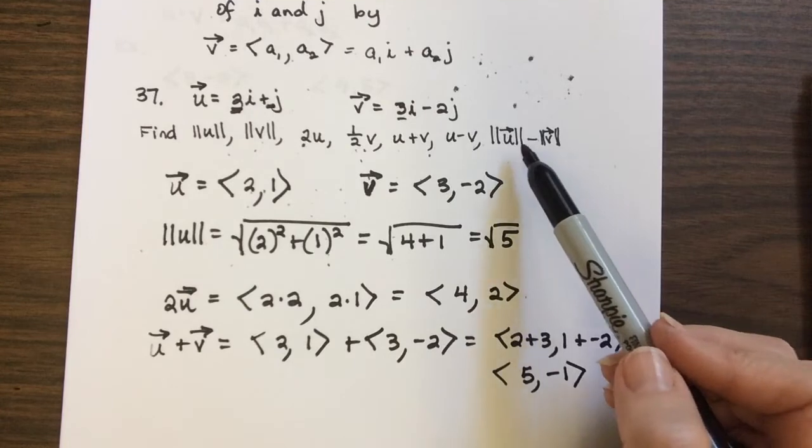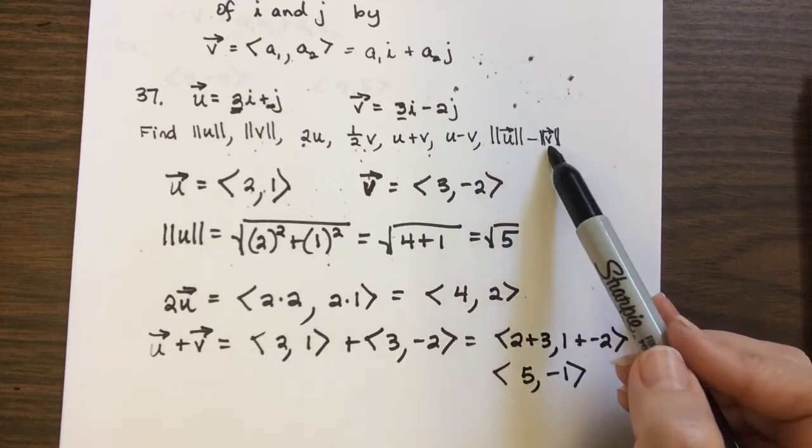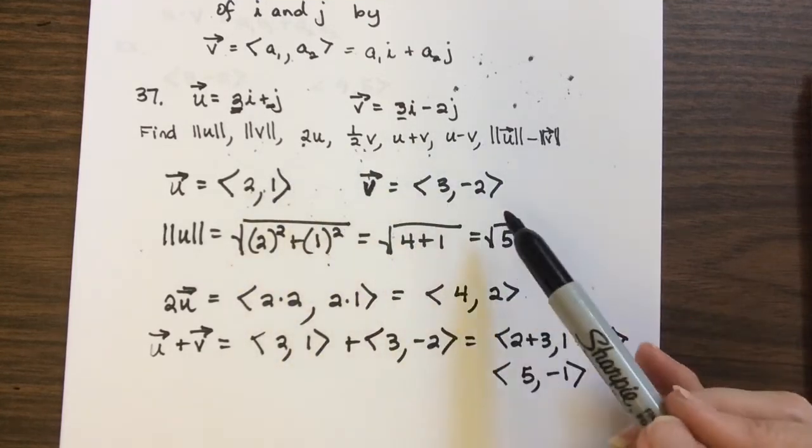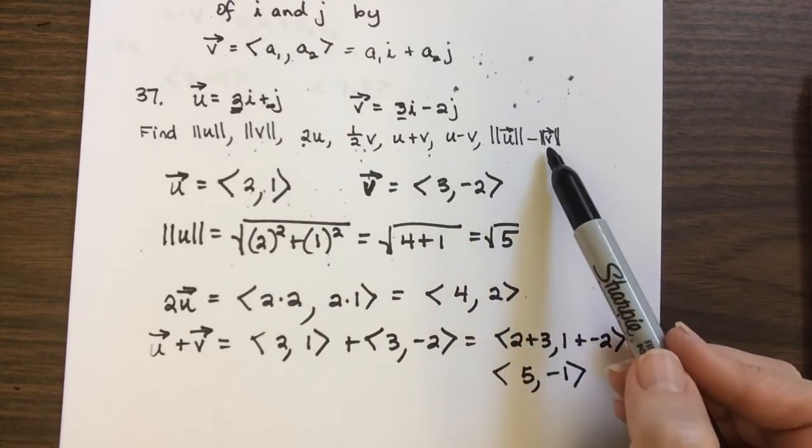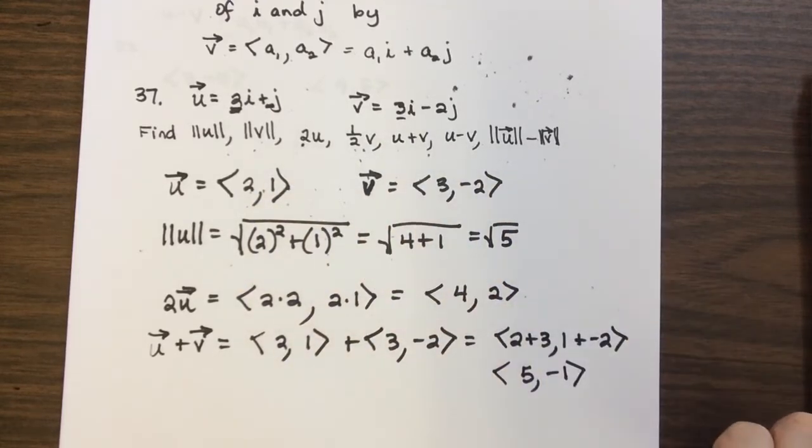And then the magnitude, subtract. Find the magnitude of u, find the magnitude of v. We found the magnitude of u, which was the square root of 5. You would find the magnitude of v, and then just write the difference. Okay?